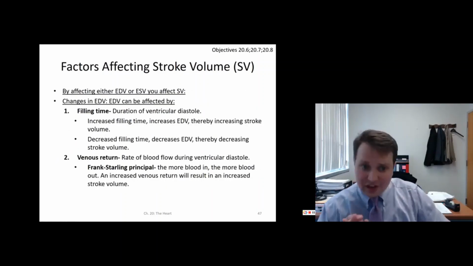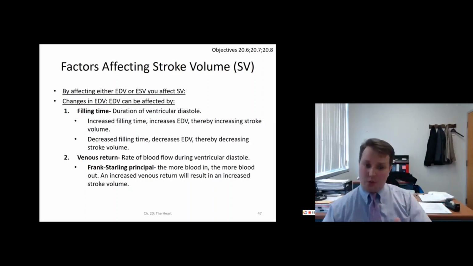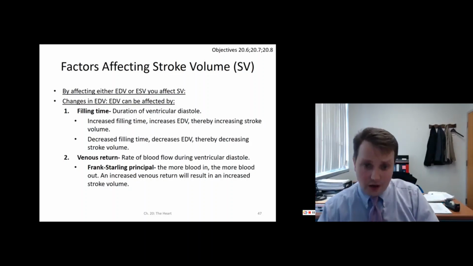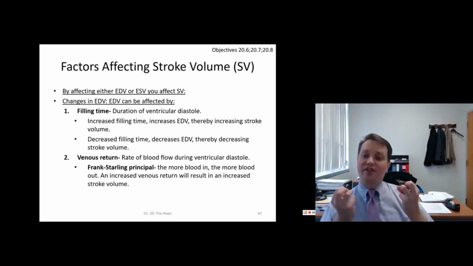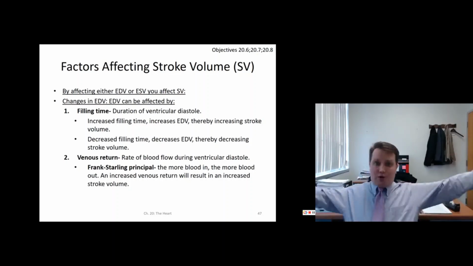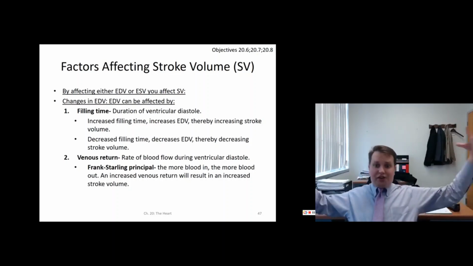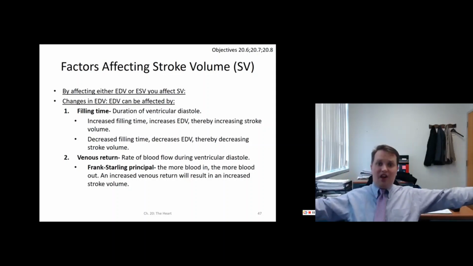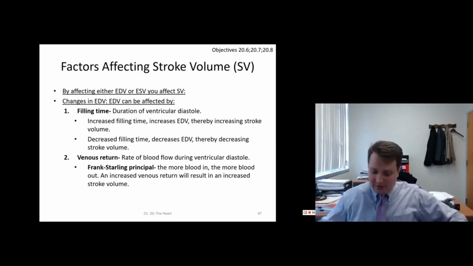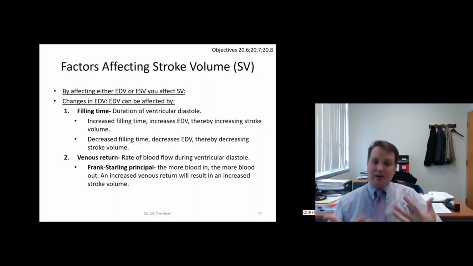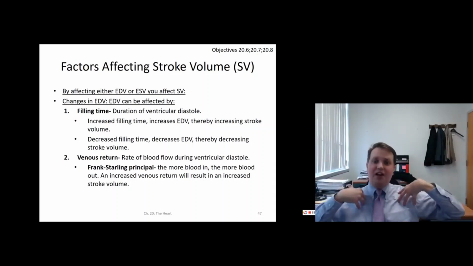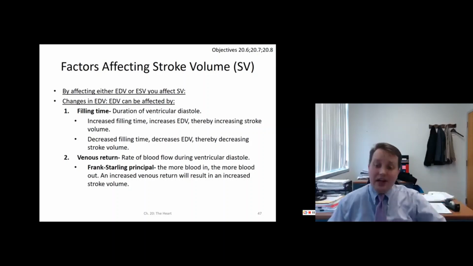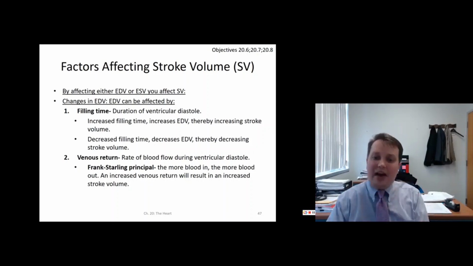And this is called filling time. Now there's another big one. This is venous return, the rate of blood flow during ventricular diastole. Now remember, during ventricular diastole, blood is coming to the atria. It's enough to open up the AV valves and start. So that's the venous return. Venous return is how much blood comes into your atria that's going to end up in the ventricle. Okay? So venous return, that is coming back to the heart.